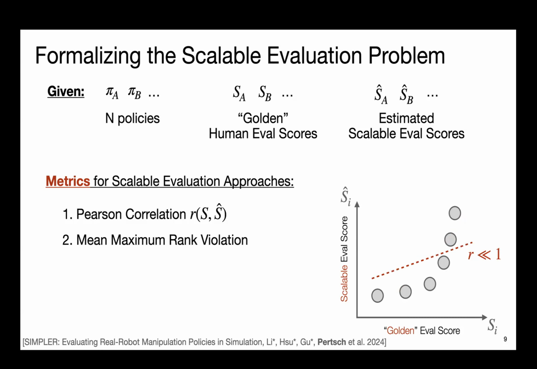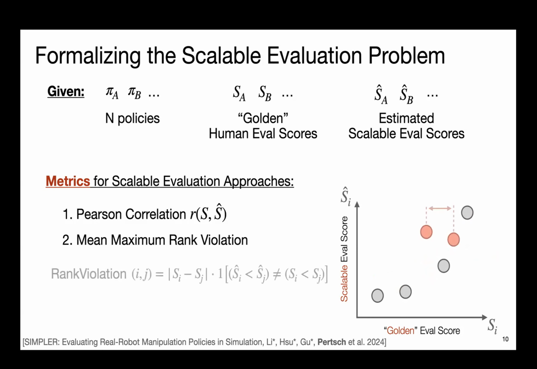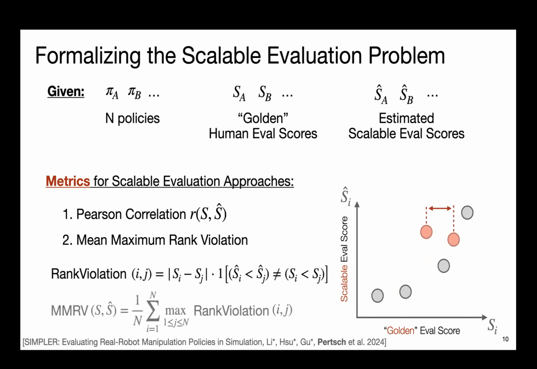And so in order to capture such situations where raw correlation isn't quite indicative, we came up with the second metric that captures more a ranking notion called mean maximum rank violation, where essentially we look at the worst case violation in ranking that our approach does for the policies in our set.